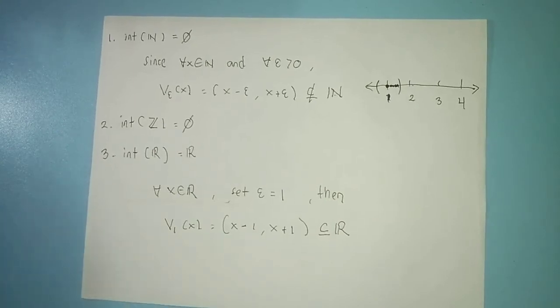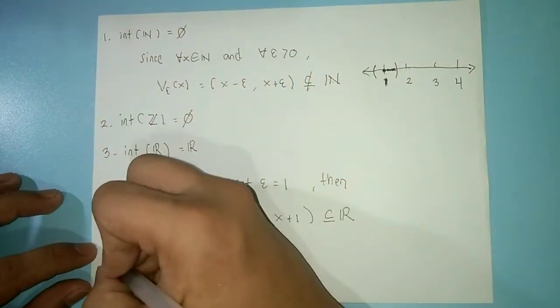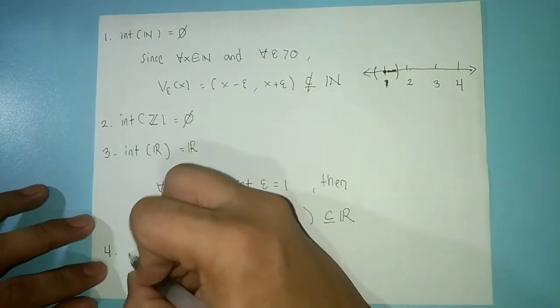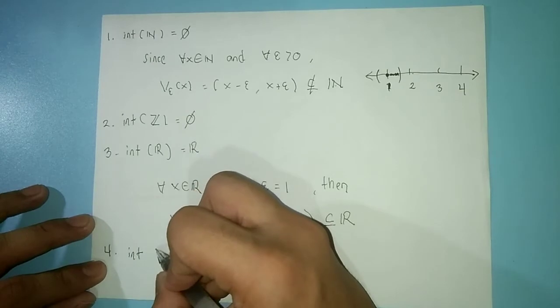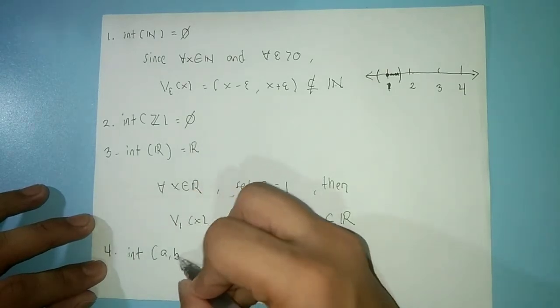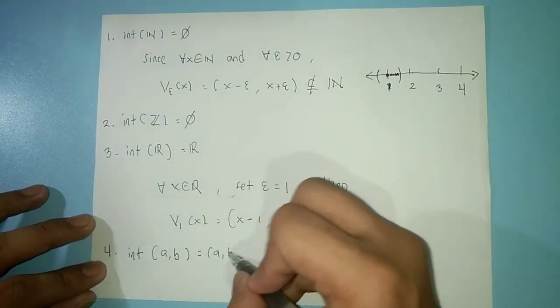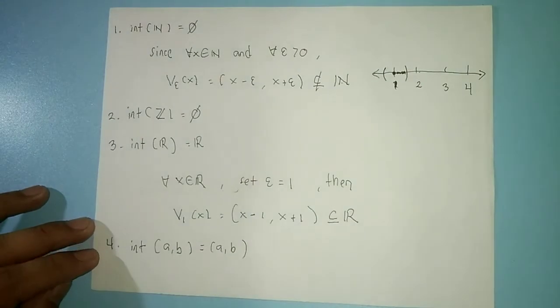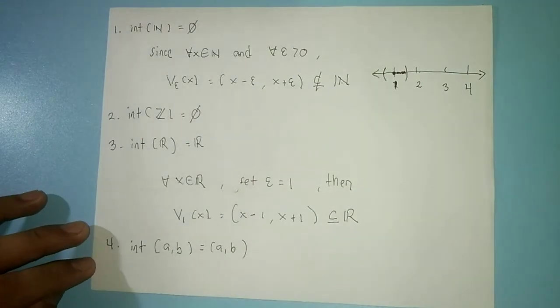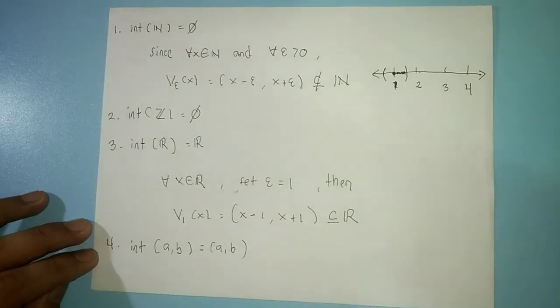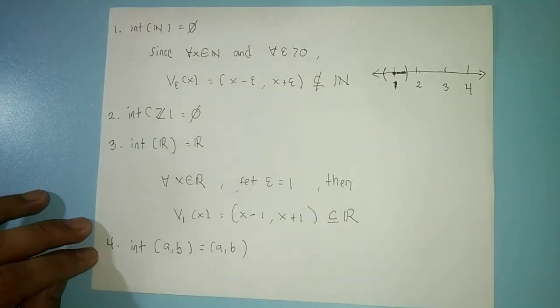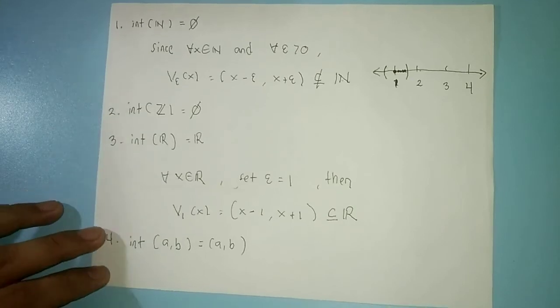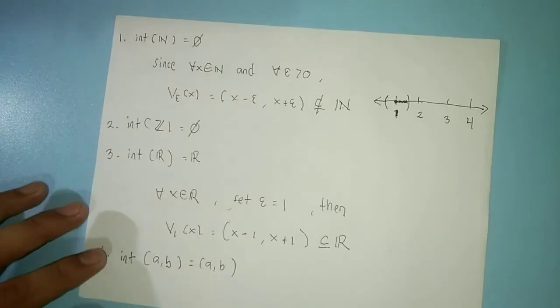Okay? So for the same reason, we have number 4: the interior of the open and bounded interval (a, b) is equal to (a, b). Subset lang to ng R. Open interval but bounded na (a, b). Okay? So, ito lang yung mga example ng interior point.